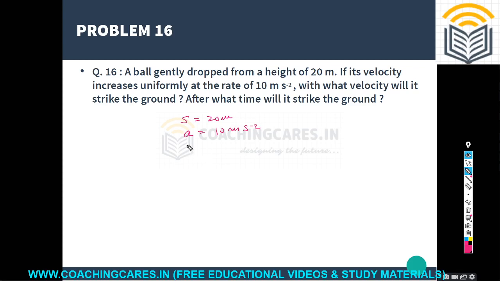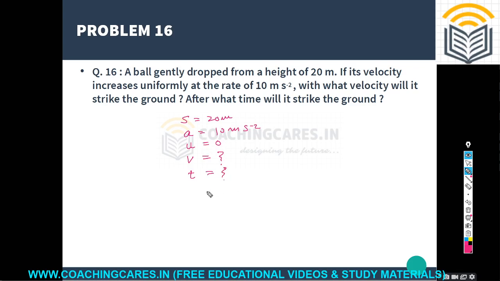The ball is gently dropped, so the initial velocity of the ball we are assuming u is 0 because the ball was at rest. The final velocity we have to calculate, I mean the velocity at which it will strike the ground. And we have to calculate the time taken in this whole travel of the ball, when it will strike the ground.